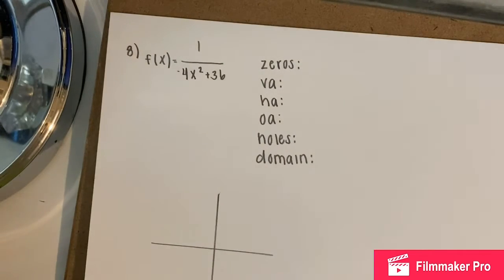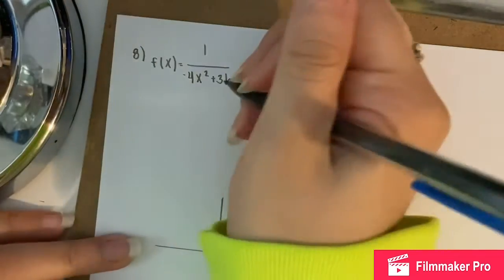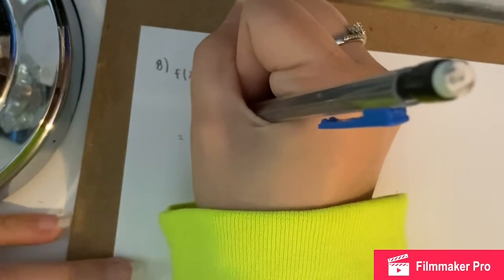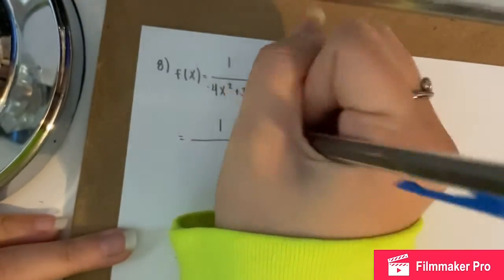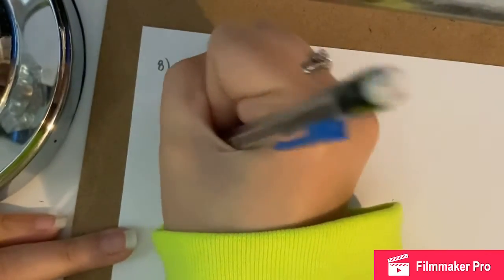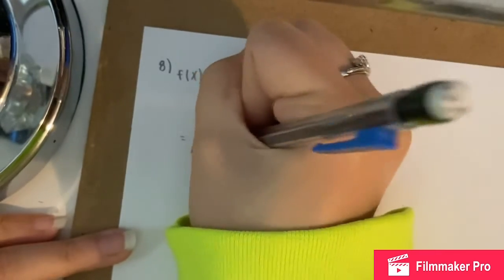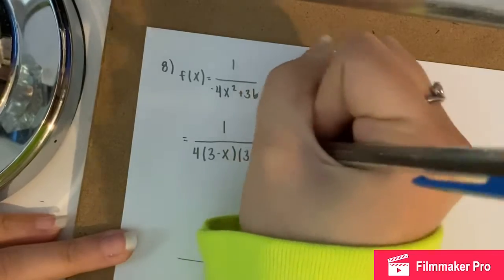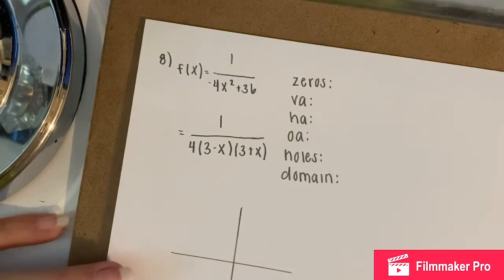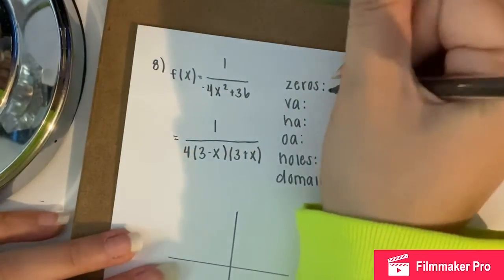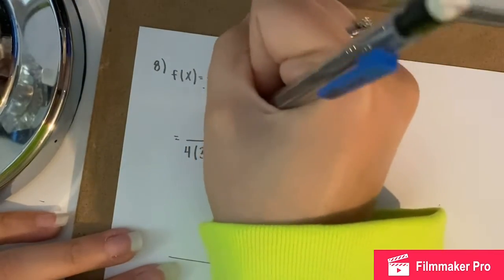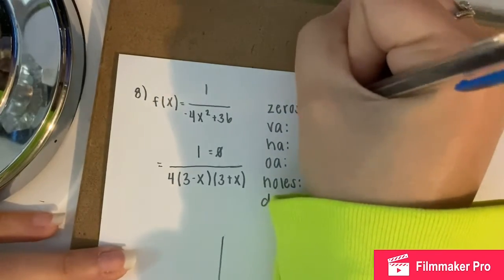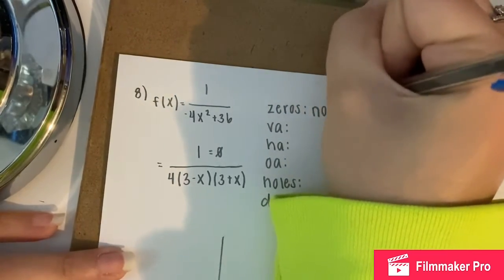For the last one, we're going to do number 8. So I can clearly see that I have to factor the denominator, and once we do that, I know that it's going to be over 1, and I'm going to be left with 4 times 3 minus x and 3 plus x. So now, to find our zeros, we have to set the numerator equal to 0, and we can clearly see that since that statement's false, we do not have any zeros. So we just put none.